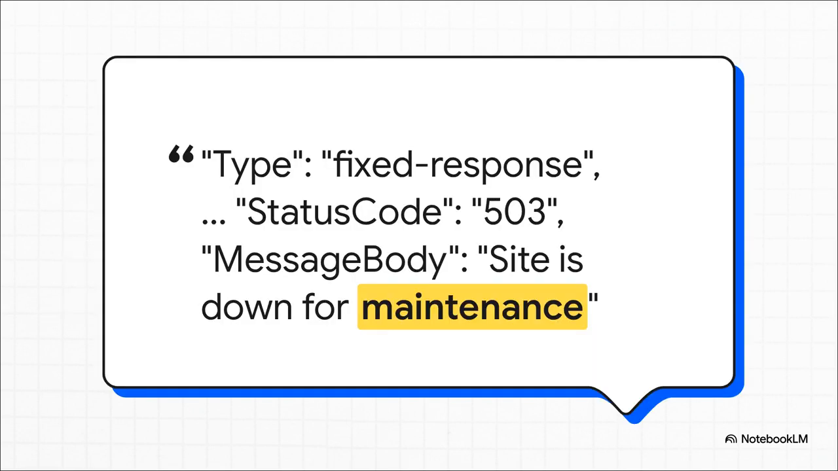And check out the fixed response. This is so clever. Instead of taking your whole website down and deploying new code just to show a maintenance page, you can just add a single high-priority rule to your listener, a rule that catches all traffic and just returns a simple 503 service unavailable message. It's such a clean way to handle downtime.